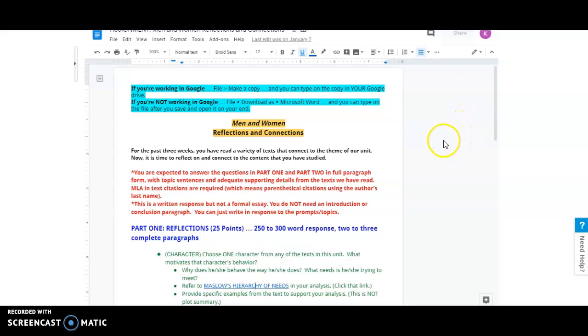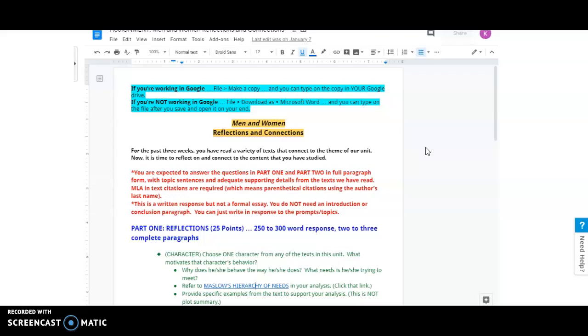For the reflections and connections assignment for this week. For the past 3 weeks, we have focused on the roles of men and women and how that's evolved over the course of the 1700s, the 1800s, and the 1900s. So, this week, you're going to be asked to reflect and connect in a similar way that you did in the last unit. You are expected to answer questions in part one and part two in full paragraph form with topic sentences and adequate supporting details from the text we have read.